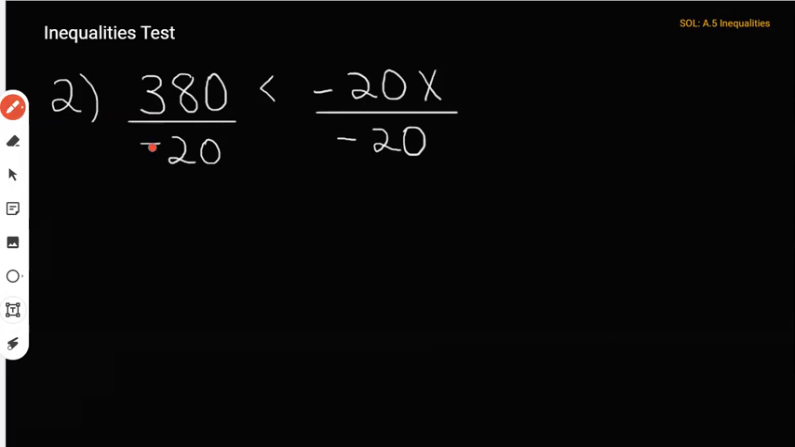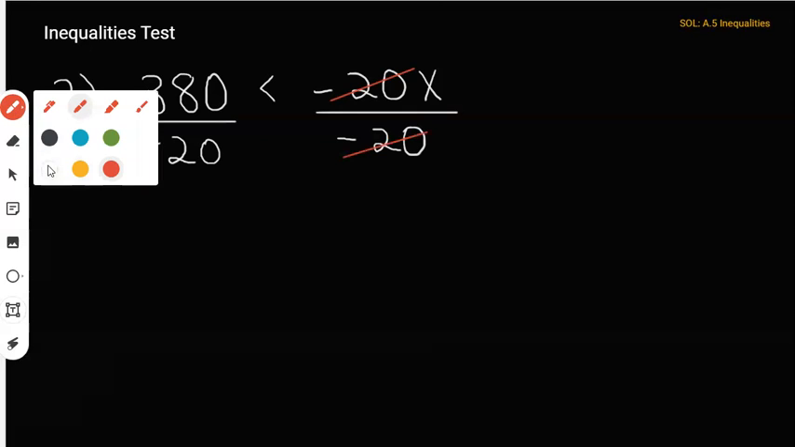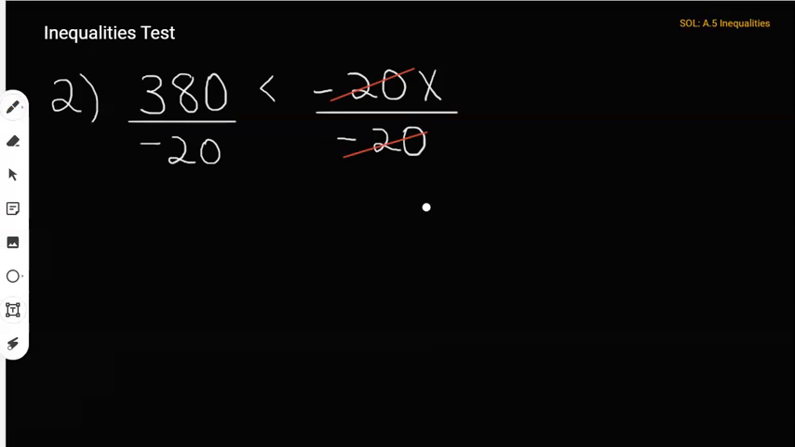So what's going to happen is on the right side, these negative 20s are going to cancel each other out. And I'm only left with x on that side. So I'm going to bring that down. You will flip the inequality sign because you're dividing by a negative 20. So instead of having a less than, you're going to have a greater than symbol. But that's only if you're multiplying or dividing by a negative number.